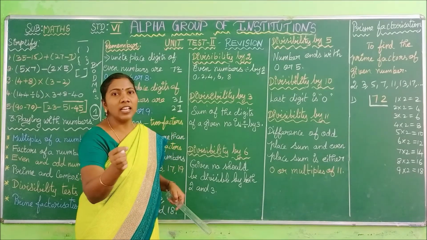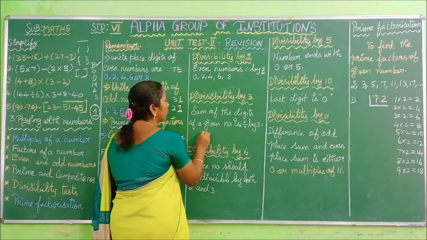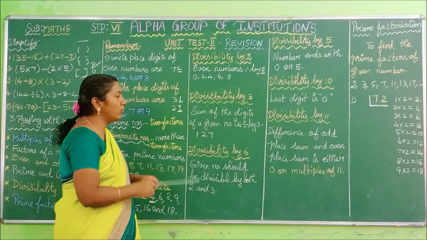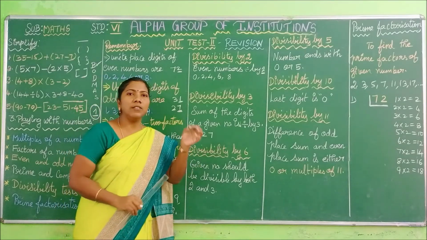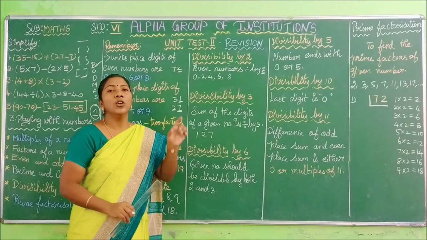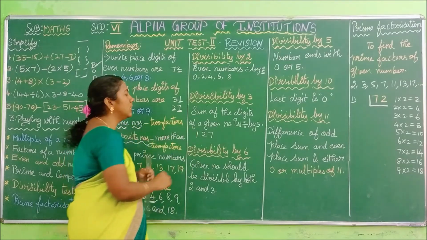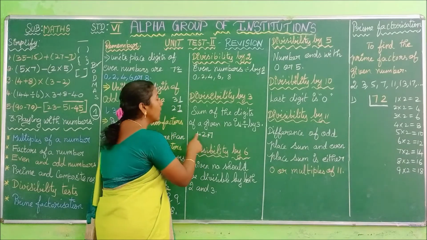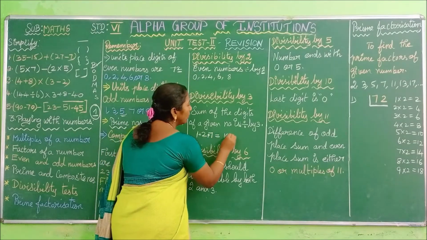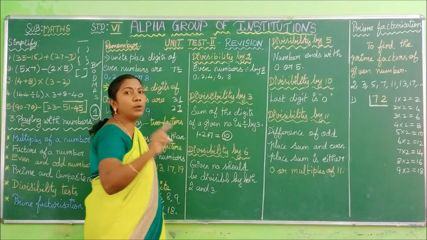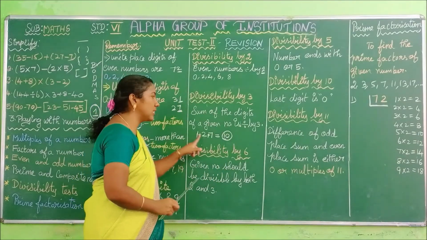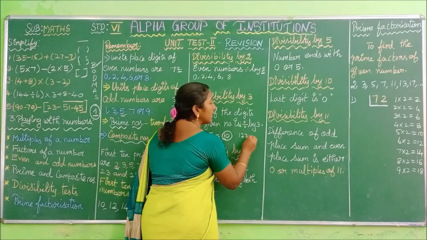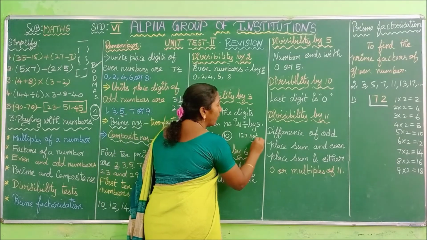by adding the given number. That is, suppose the given question is 127. Now we are going to check whether this number is divisible by 3 or not. For that, you have to sum the digits. Sum the digits means you have to add the digits of the given number. So 7 plus 2, 9. 9 plus 1, 10. So this number 10 is not divisible by 3. So we can say 127 is not divisible by 3.